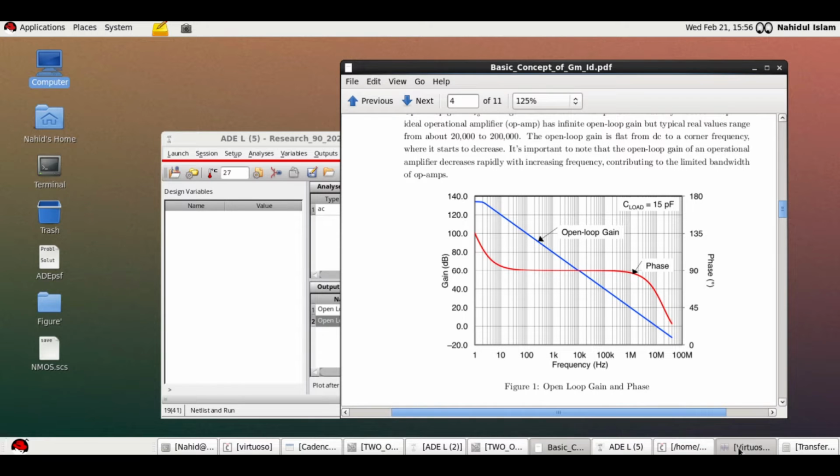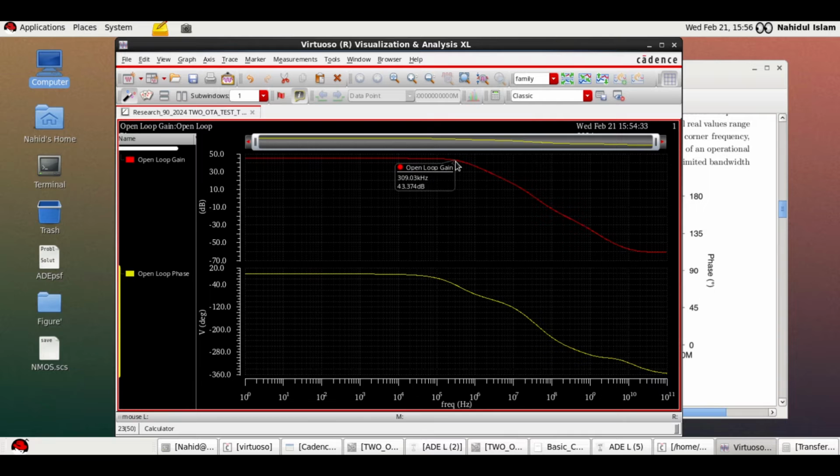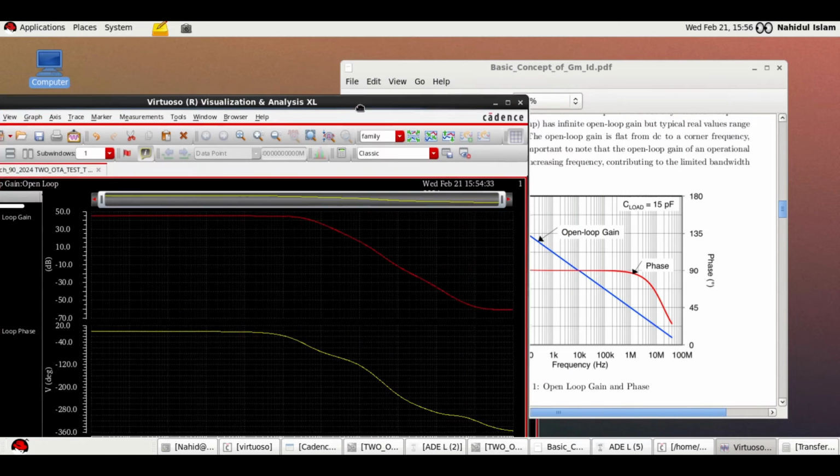Also, the open loop gain is flat from DC to a corner frequency where it starts to decrease. That means you can see here, in a certain frequency range, this open loop gain is flat. After that, from this frequency, the open loop gain decreases. This frequency is called the corner frequency.